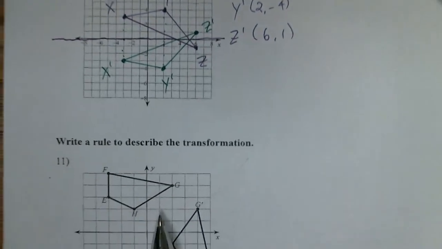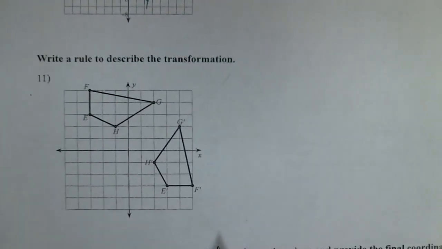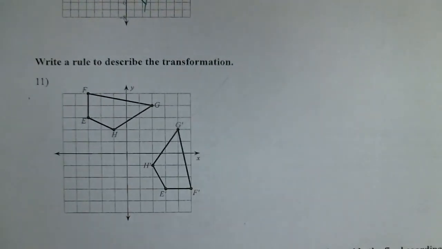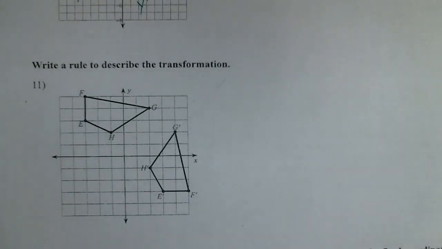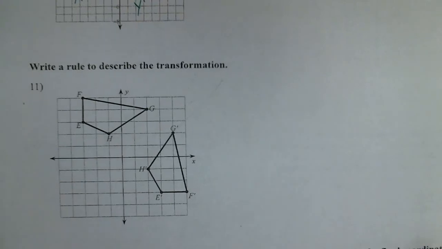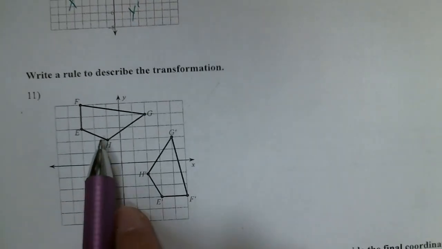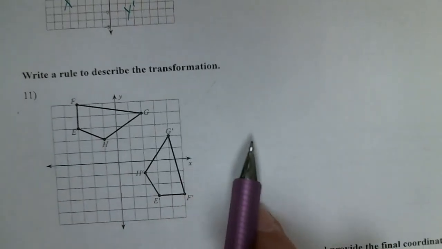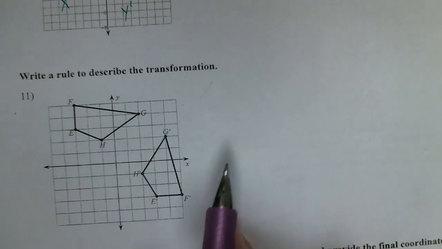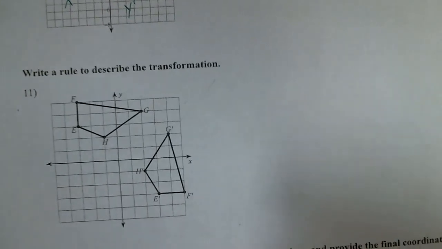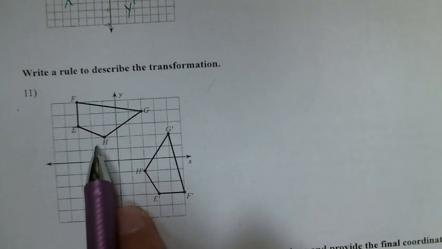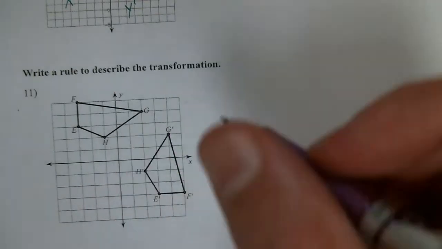Okay, number 11, it says write the rule to describe the transformation. So here we're just going backwards. Instead of them giving us the rule and we plot it, now they plotted both the original and the final image, and they're asking us what happened. Did we rotate? Did we reflect? What did we do? All right, so what I would do, guys, I would not use my eyeballs here. If I were you, I would write both of the coordinates out for each point, and then you can say, oh, I see what they did here. So let's start with the original, the one that doesn't have the ticks, because that's my original image.